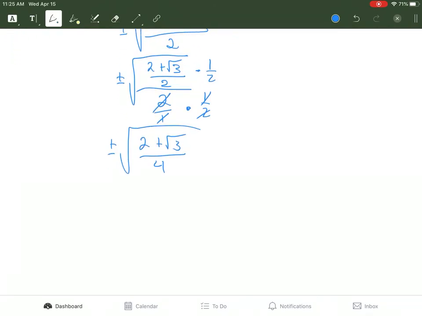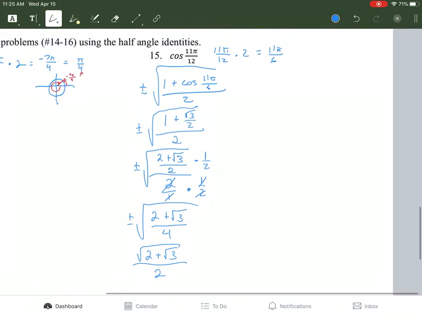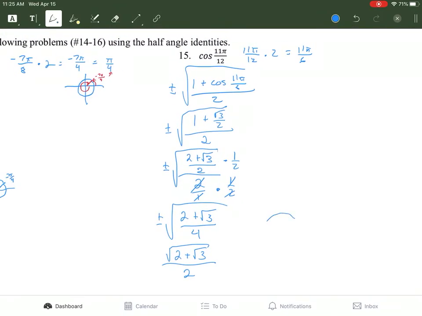Again, we are square rooting both the top and the bottom of our fraction. On the top, you're not going to square root anything; you're just going to show that you're going to keep the square root. But on the bottom, the square root of 4 is 2. Now, just like before, for the last question, we had to find out where 11 pi over 6 is on our unit circle. So 11 pi over 6 on our unit circle is right here.